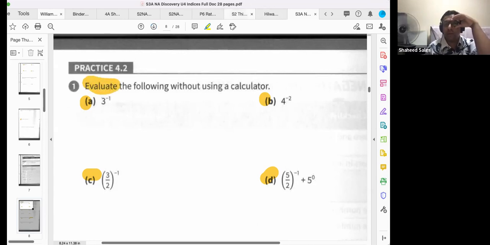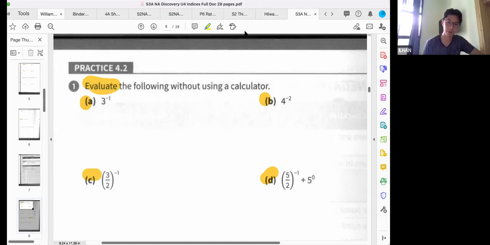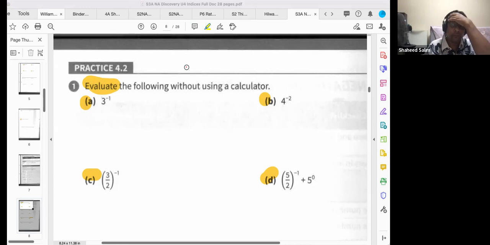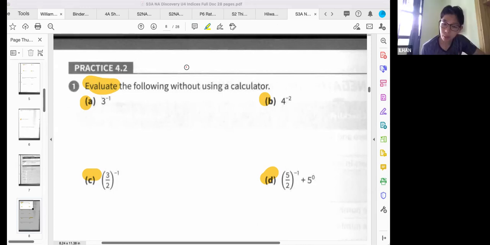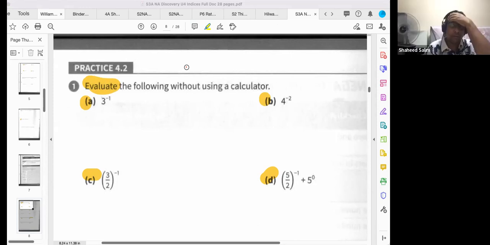So your first one, what's your value? 1 over 3. Well done, well done. Second one? 1 over 2. Negative half. No, half. Hold on. We do one by one.